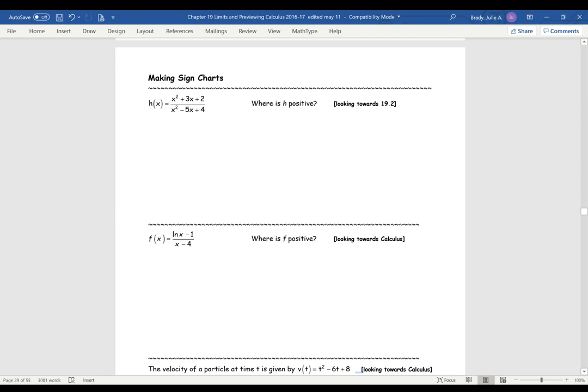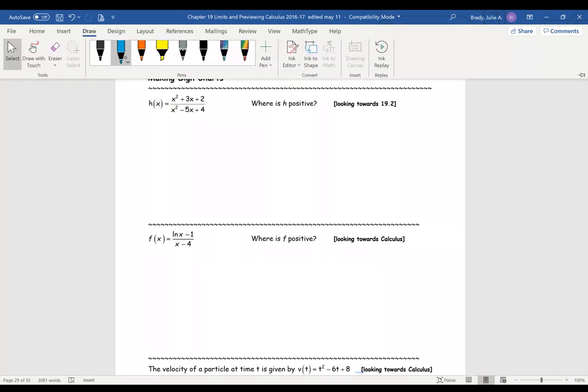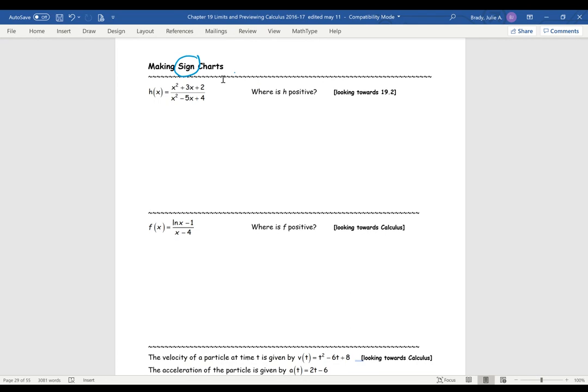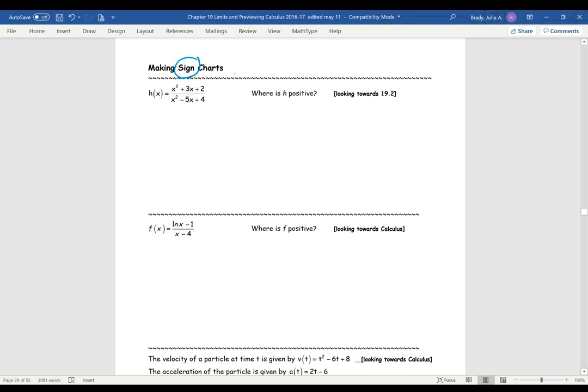All right, so here is the big idea for today. We are going to make these things called sign charts, like plus or minus, because the big idea is we want to know if the output of a function is positive, negative, zero, or doesn't exist. So let's look ahead towards what we're going to do in the next lesson.